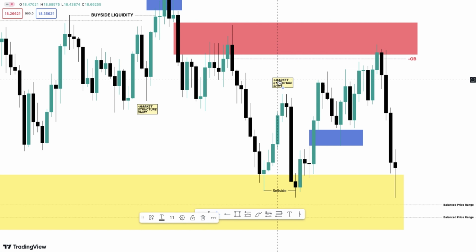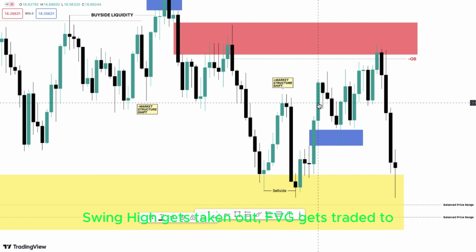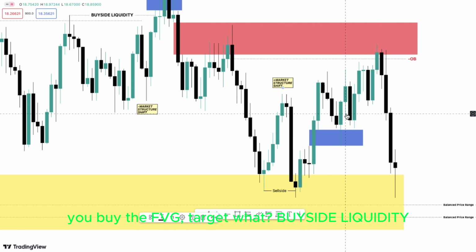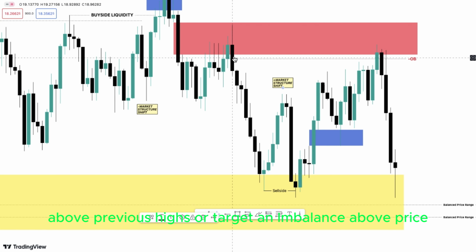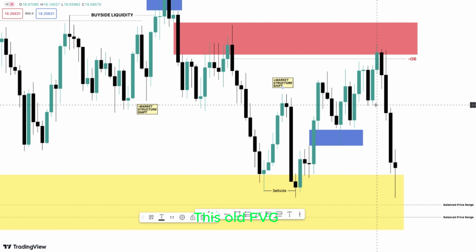So this is an easy ICT strategy whereby sell side gets taken out, swing high gets taken out, fair value gap gets traded to, you buy the fair value gap. Target what? Buy side liquidity above previous highs, or target an imbalance above price. So in other words, for this example, you target this old fair value gap, right? Trade to it there.